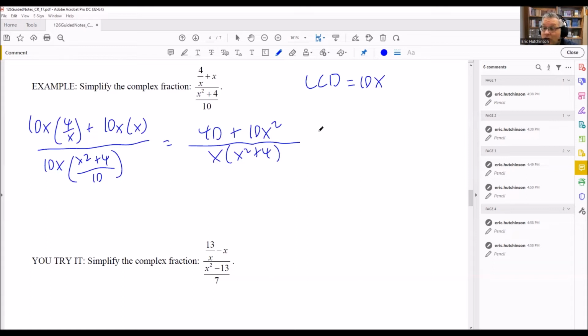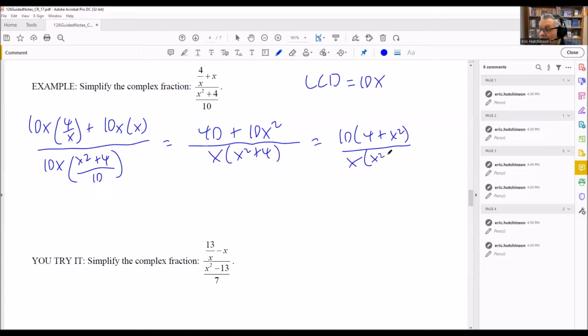About the only thing we can do here is factor the top and see if I'll be left with something I can cancel out on the bottom. On top, I can factor out a 10, and then 40 divided by 10 would be a 4, and 10x squared divided by 10 would just leave x squared.